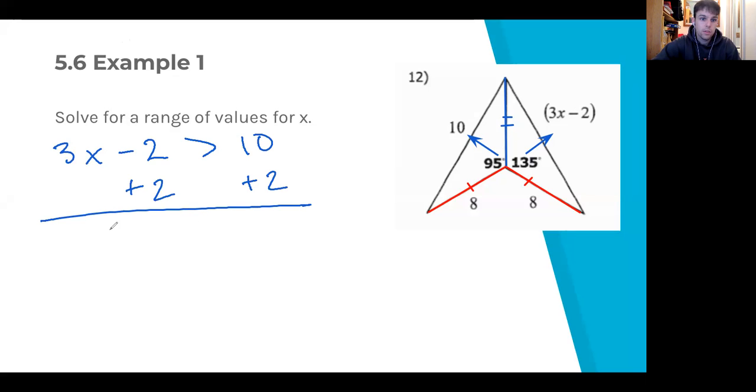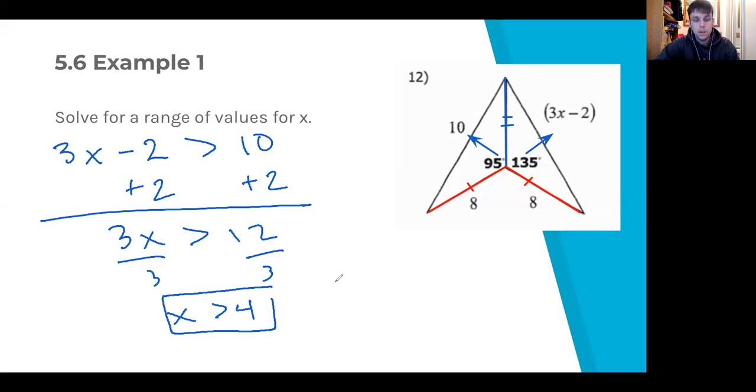We get 3x is greater than 12, and then divide by 3. We get x is greater than 4. So this is a lower bound for our problem. And in this case, I don't think we have enough information to solve for an upper bound. So that is our solution. x has to be greater than 4.